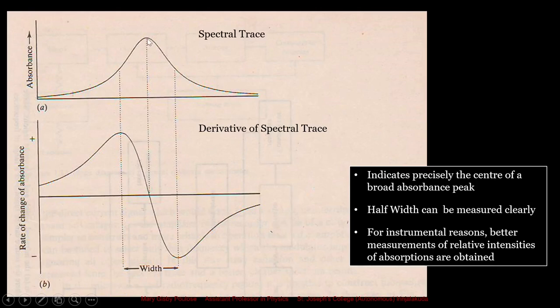Now, derivative implies that at the peak, the rate of change will be 0. At the increasing side, the derivative will be maximum. At the decreasing side, the derivative will be minimum. Right? So by taking the derivative, I can exactly locate the center of the peak. I can exactly measure the half width by taking the distance between these two peaks. Between these two peaks, I can measure the width.